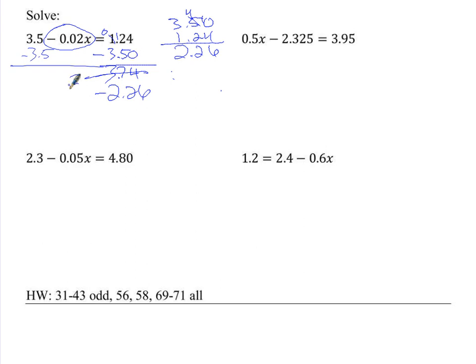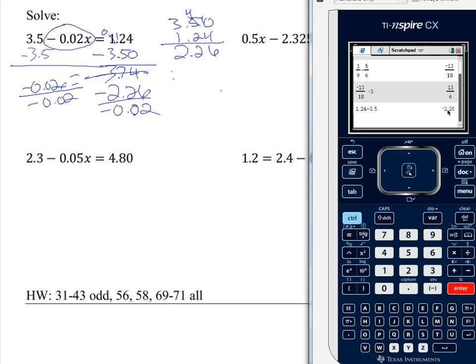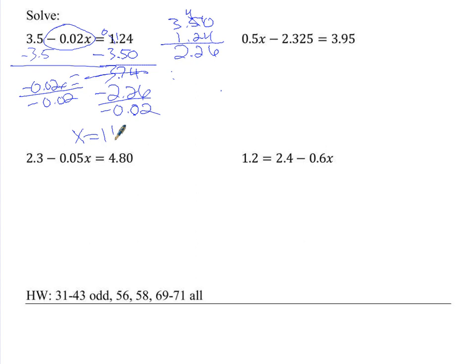Write down the answer. So now on the left-hand side we have negative 0.02x equals negative 2.26. What do we need to do to get x by itself? Divide by negative 0.02 on both sides. How should I do that? On the calculator. I have the negative 2.26 already sitting there, so what should I type? Divide by negative 0.02. Enter. And I get x equals 113.